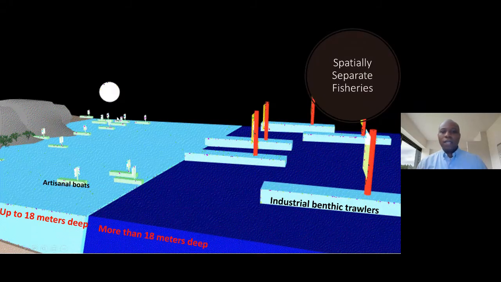And so I just made a schematic to show essentially what happened. This is a concept that I thought of. We see a spatially separated fisheries where the first 18 meters water depth is specifically designated for small canoes and artisanal fisher folks. And deeper waters, more than 18 meters deep, were the area of the continental shelf where industrial benthic trawlers and also pelagic trawlers could fish in.